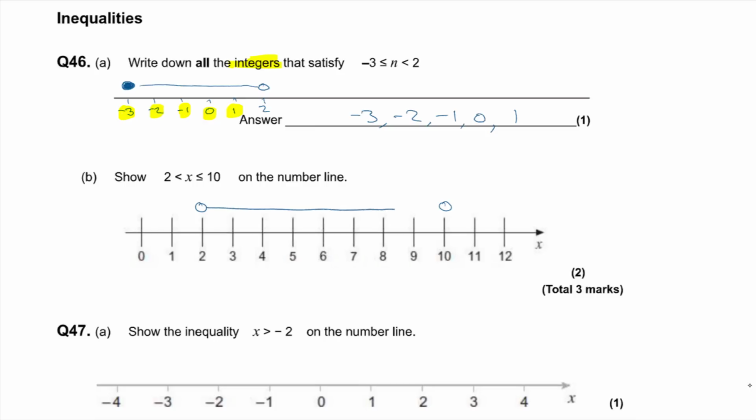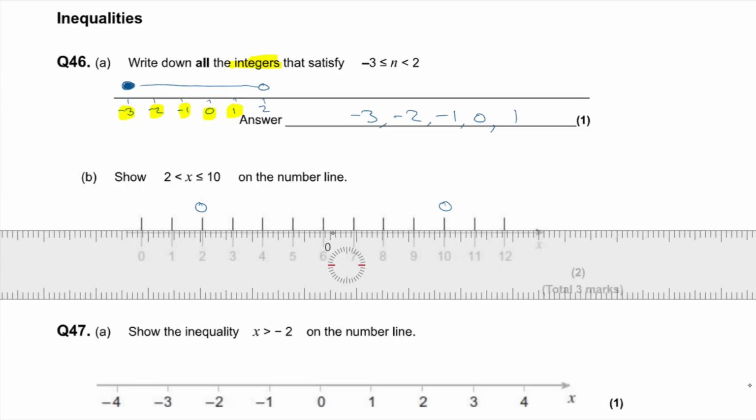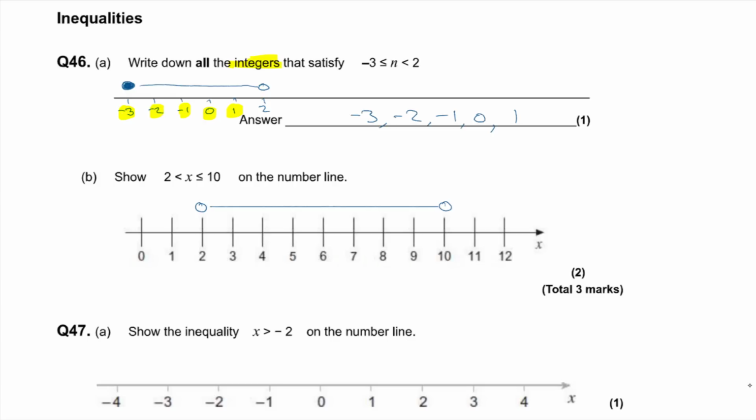Drawing a line that joins them up, okay. So that's almost done. We just need to fill in or not fill in the circles. If it can be equal to the number, you fill it in. If it can't actually be equal to the number, you don't fill it in.